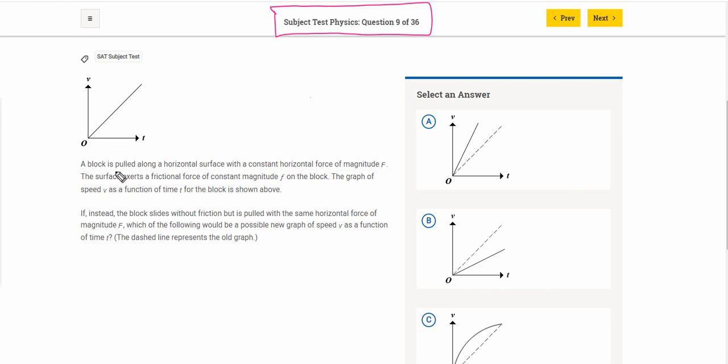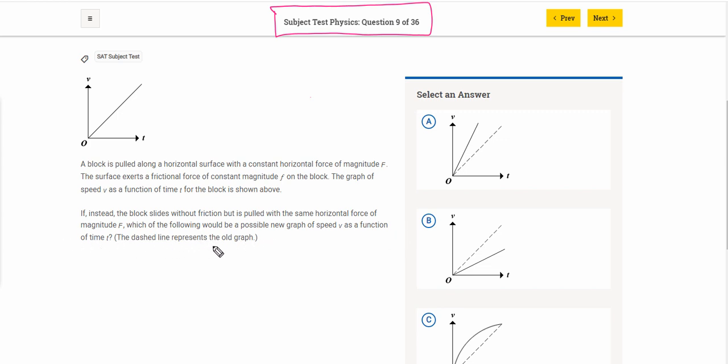It says a block is pulled along a horizontal surface with a constant horizontal force of magnitude F. The surface exerts a frictional force of constant magnitude F on the block. The graph of speed v as a function of time t for the block is shown above. If instead the block slides without friction but is pulled with the same horizontal force of magnitude F, which of the following would be the possible new graph of speed as a function of the time? The dashed line represents the old graph.